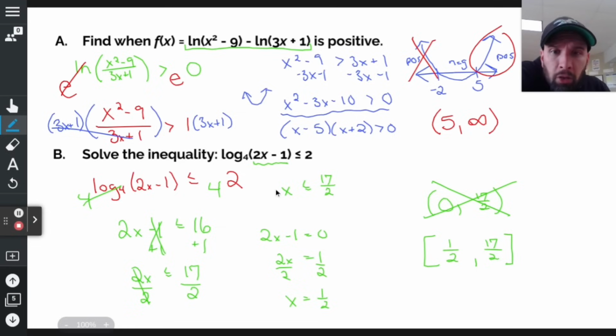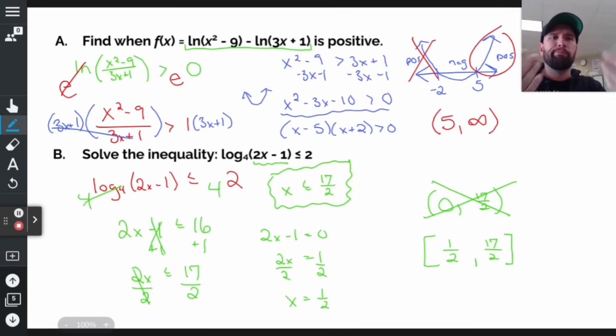Take in the information that you're given. Take that information and say, am I allowed to plug in all of those values? No. Well, if I'm not, what do I do? Take it from there and see what you can do. Okay? All right.